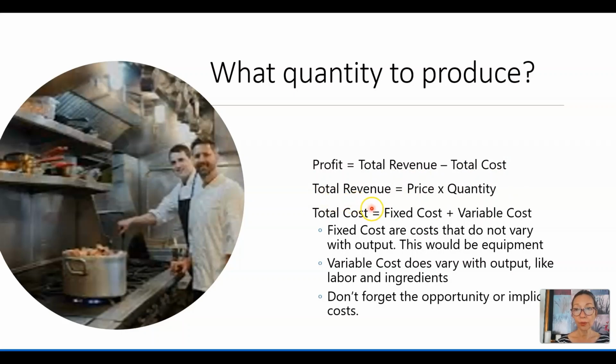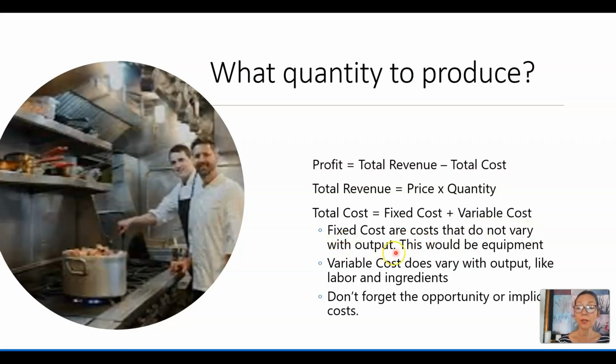How do we find total revenue? We take the price of the product times the number of units sold. So that's price times quantity. If you're in accounting, this is your sales, the top line on your income statement. Total cost is our fixed cost plus our variable cost.